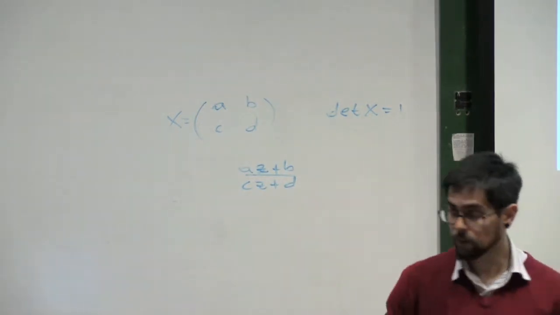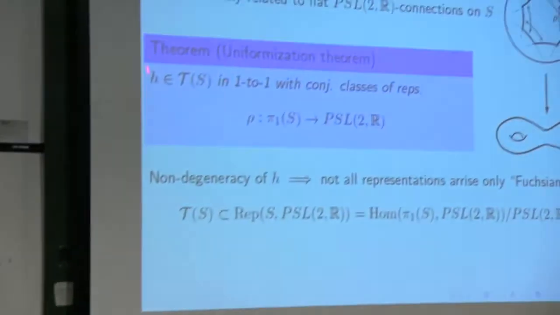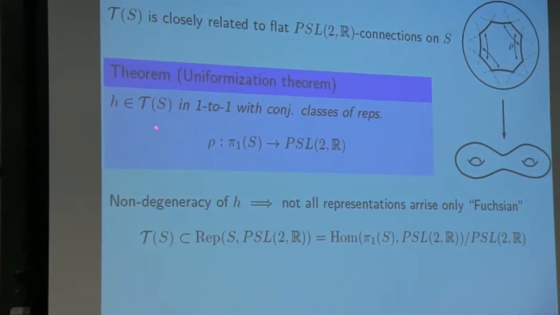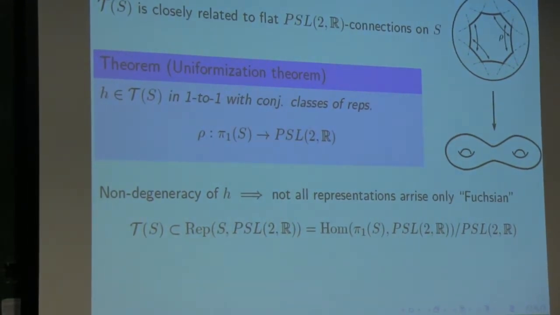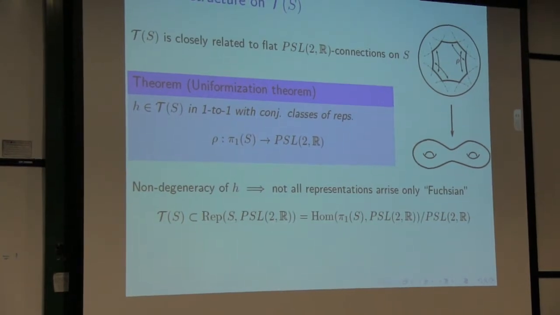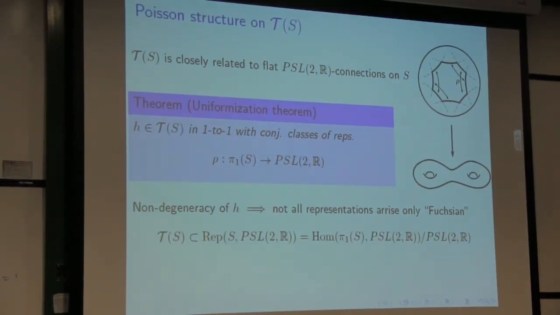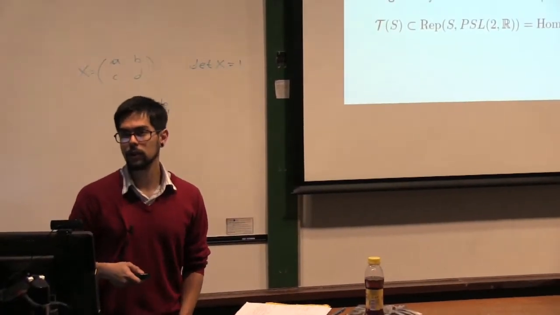Okay, so the uniformization theorem relates Teichmüller space to the space of flat connections, but of course it's not true that all representations, all flat connections, appear in such a way. A connection is given in terms of the holonomy representation. If you have a connection, it is completely determined by its holonomy representation, and basically this is the representation that appears here. Because I want to define the Poisson structure via the Atiyah-Bott Poisson structure in the space of connections.